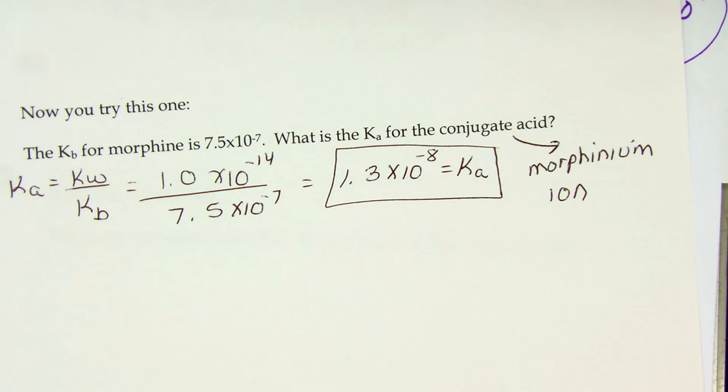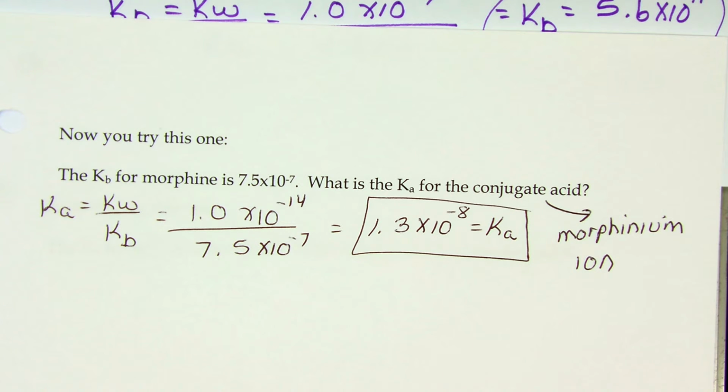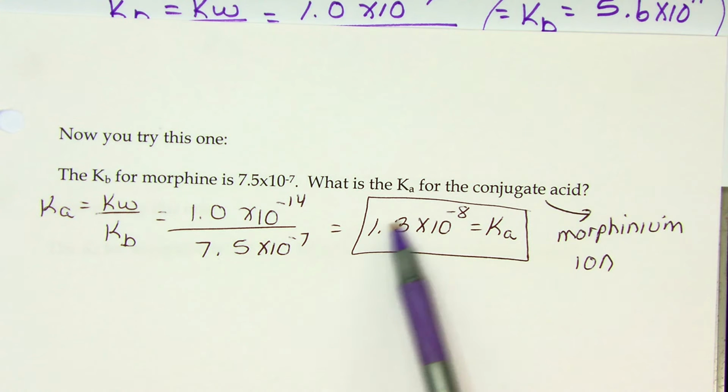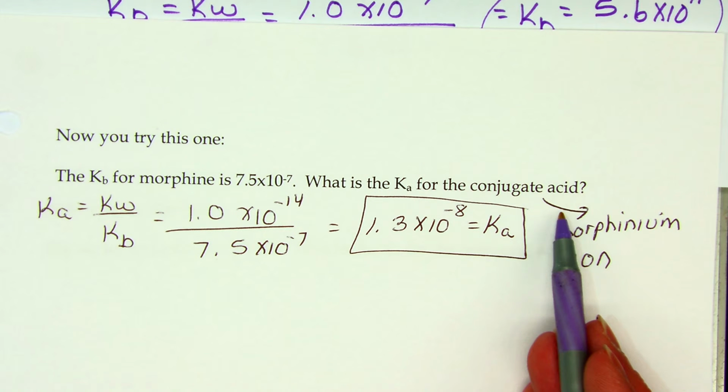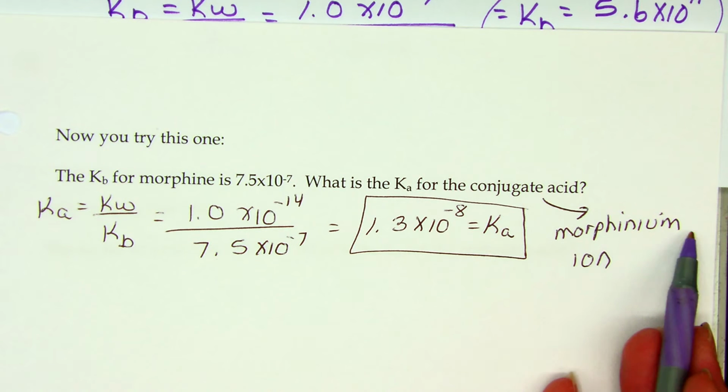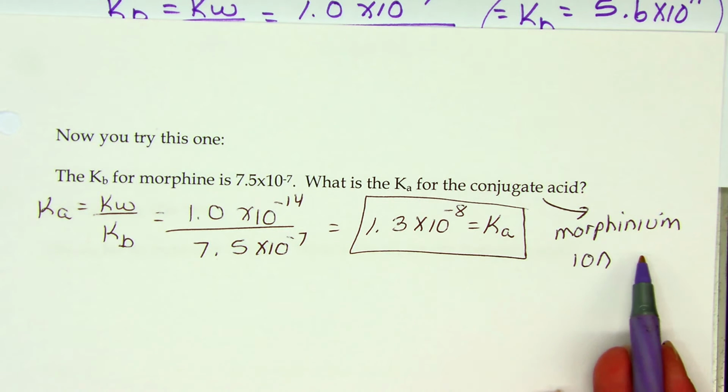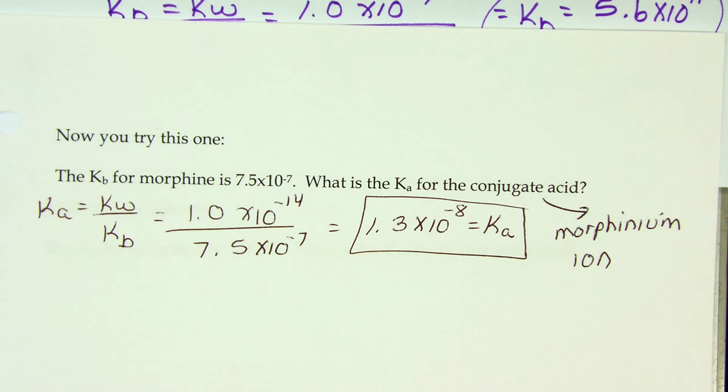Okay, if we look across the room at the boards, everybody has the same correct answer. We know the Kb for morphine, so we find the Ka for the conjugate acid. As we start working on this, you want to get familiar with the nomenclature too. The amines end in -ine, -ene or -ein, depending how we pronounce it. And when we think about the conjugate acid that has that one extra proton, it's -ium. So this is the morphinium ion, the conjugate acid of the weak base morphine.